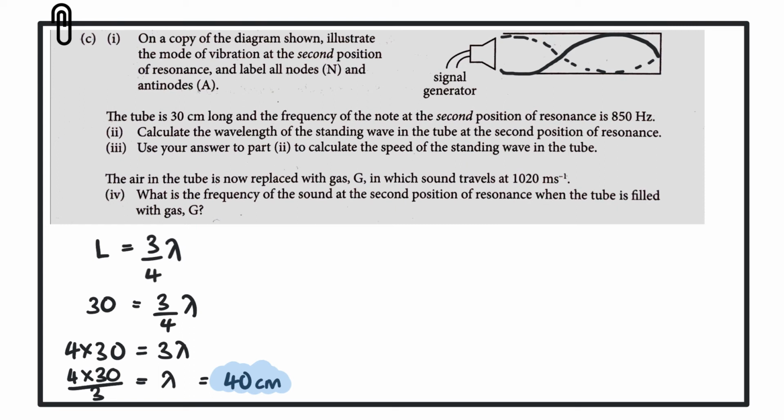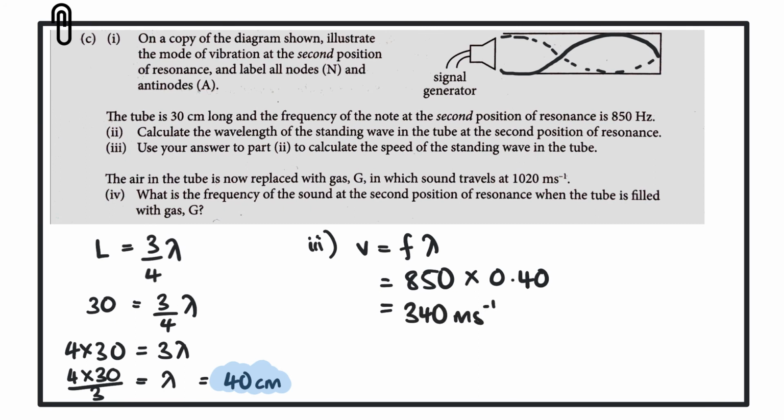Now, we can use that information to calculate the speed of the wave in the tube. To do that, we can use v equals f lambda. Since we know the frequency at the second position of resonance is 850 Hz, we multiply that by the wavelength, which is 40 centimetres or 0.40 metres. And that gives us an answer of 340 metres per second.